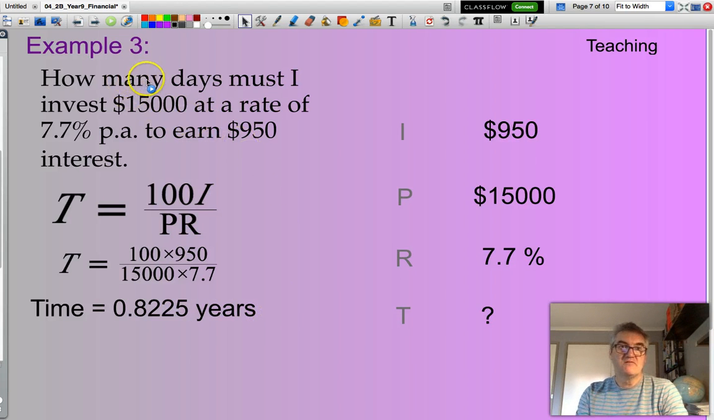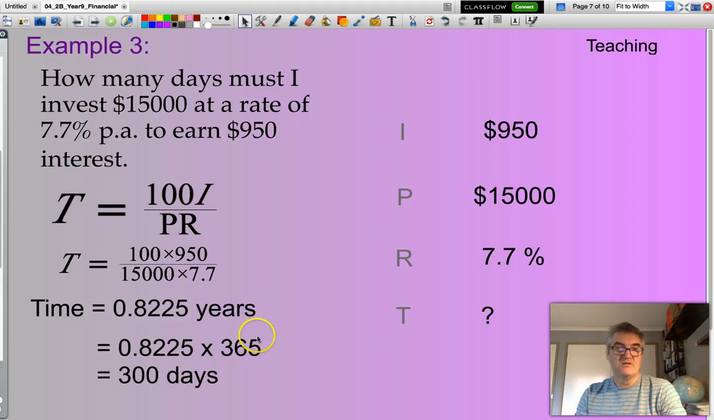Now, is that what the question is asking for? Well, the question is asking for how many days. So what I need to do next is convert years to days. In converting years to days, you would ask, how many days are in a year? Well, there are 365. So there we go, multiply by 365, and I'll end up with 300 days.